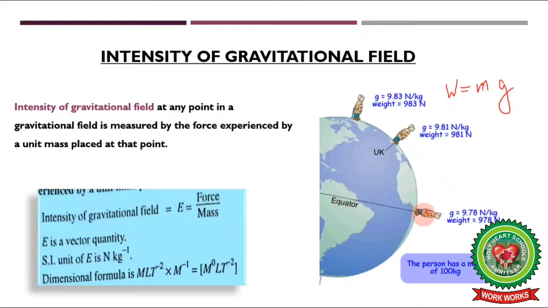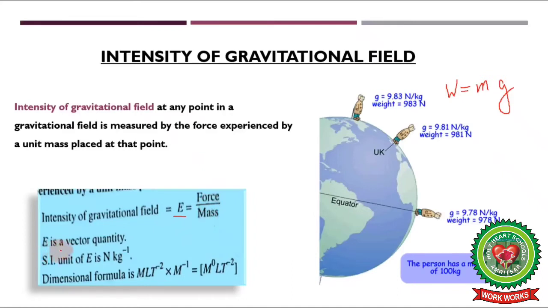It means that intensity of gravitational field is different at the equator and poles, or you can say that the strength of gravitational field is different at different points. So, at any point in a gravitational field, the force experienced per unit mass is called intensity of gravitational field. The formula for intensity of gravitational field is force divided by mass, and we are going to denote intensity of gravitational field with capital E. So, force divided by mass is called intensity of gravitational field.